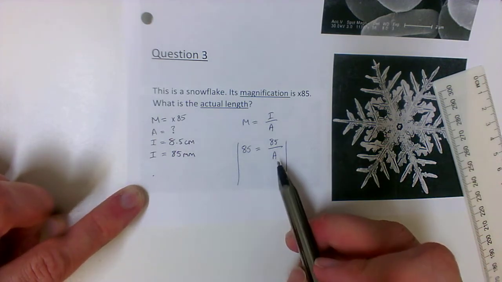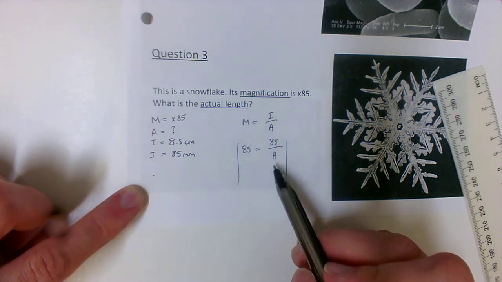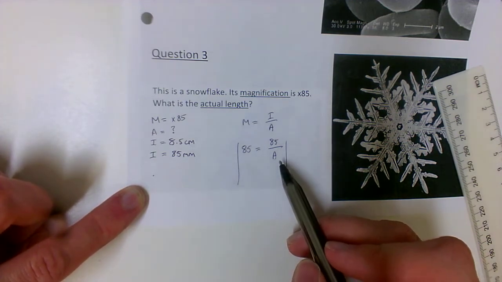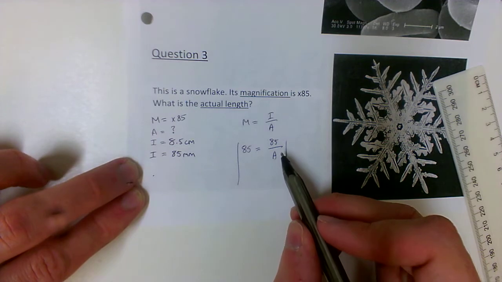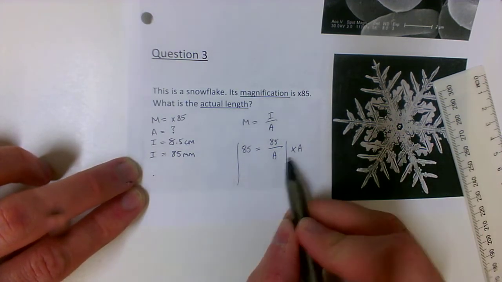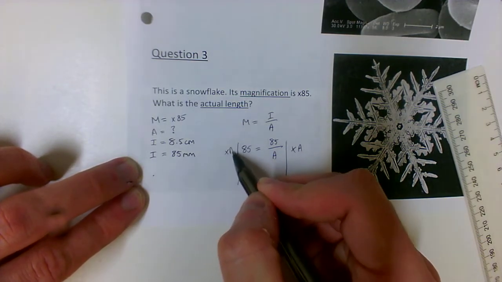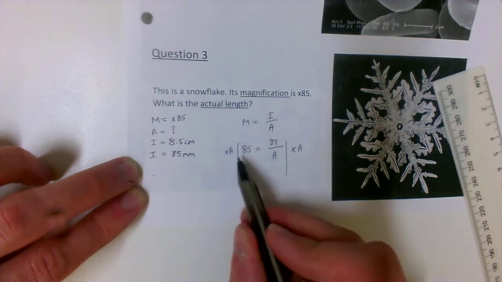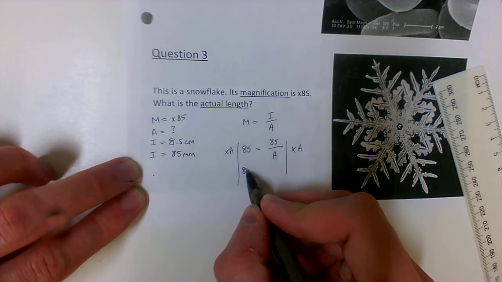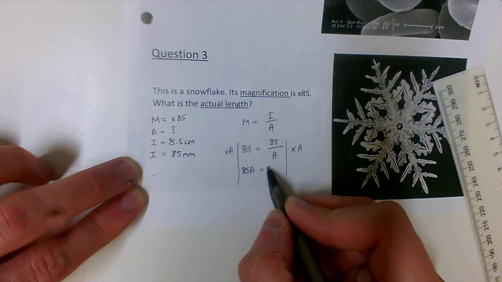So I need to look at this and see, at the moment, A is stuck on the bottom line of that fraction. That's not helpful for me. So to get rid of the fraction, I do the inverse of dividing by A, which is multiply by A. And if I do that on this side, I have to do it to this side. So I'm going to write multiply by A here as well. The next line, I then do this on each side. So 85 times A gives me 85A. 85 divided by A times A just gives me 85.